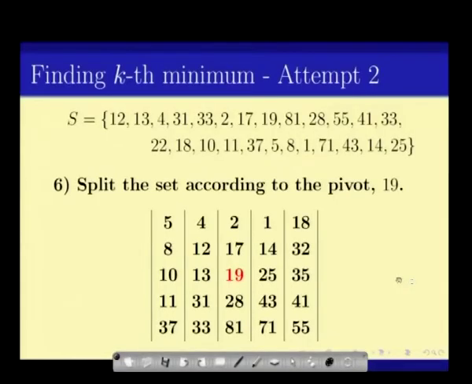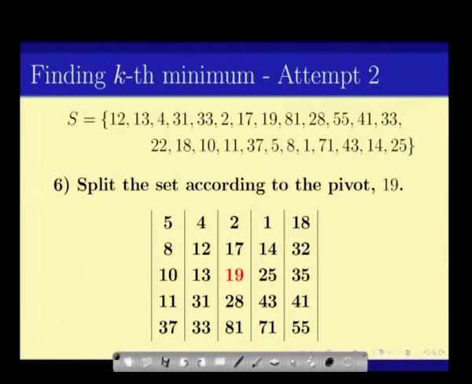Somehow, if we can ensure that the pivot guarantees that a good chunk of elements is smaller than it and a good amount of elements are bigger than it, then that pivot can help us a lot. Similarly, here, this 19, we have already seen that the bottom right hand corner is greater than 19 and the top left hand corner is less than 19.